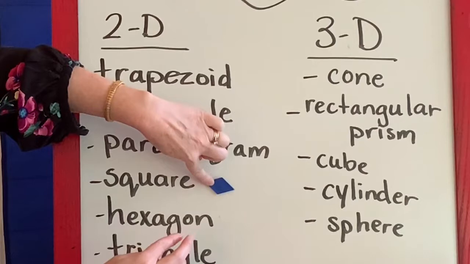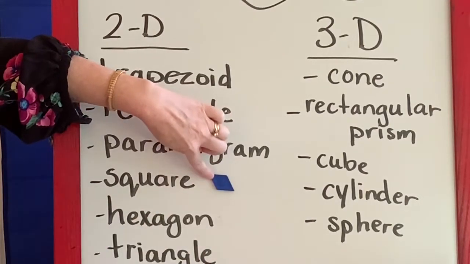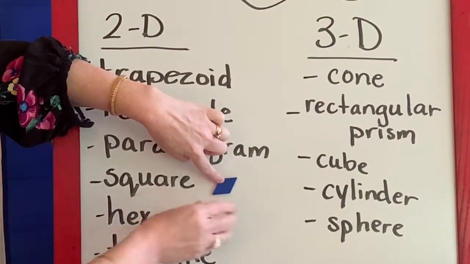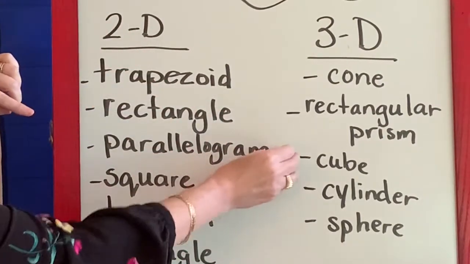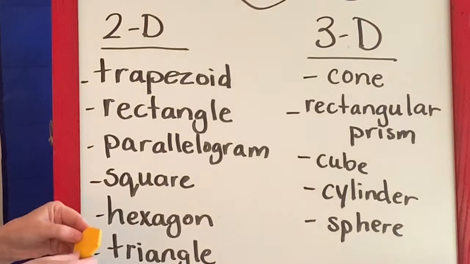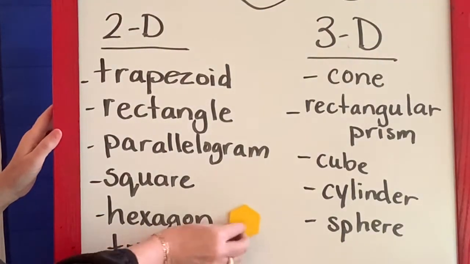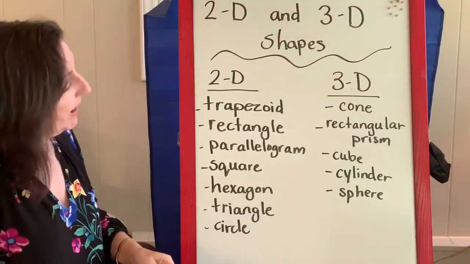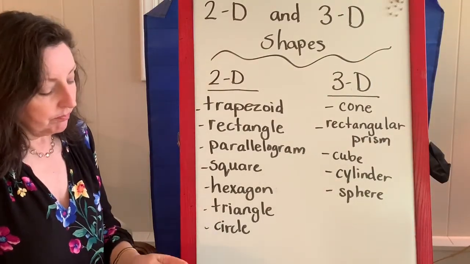Kind of looks like a diamond. Turn it like that. You could turn it this way, like I was holding earlier. So that's our parallelogram. And then I've got a hexagon for us. Remember, we worked with those too. Let's talk about some 3D shapes.